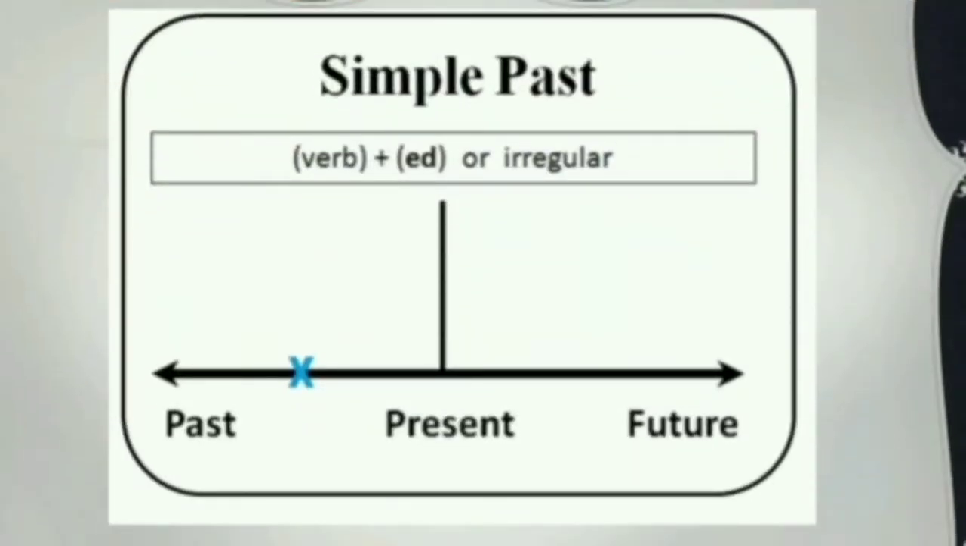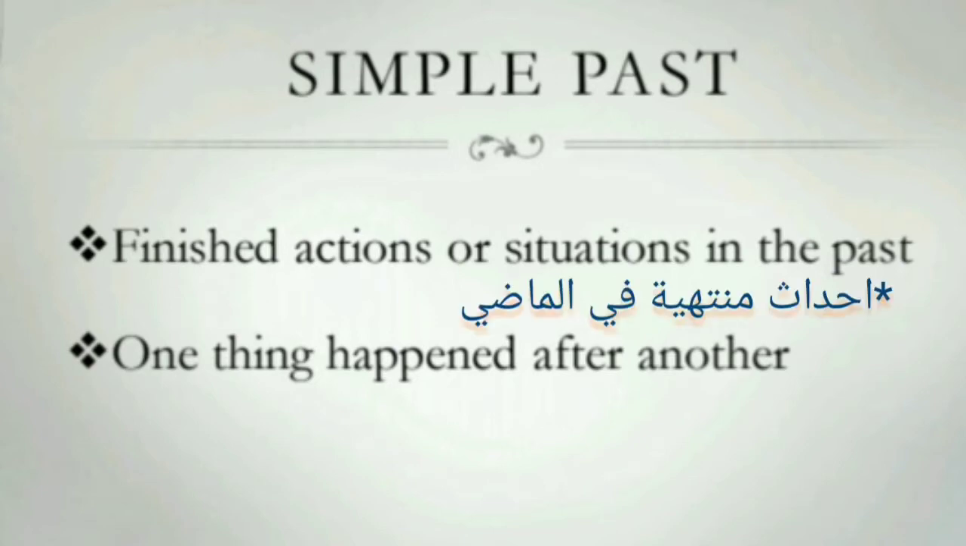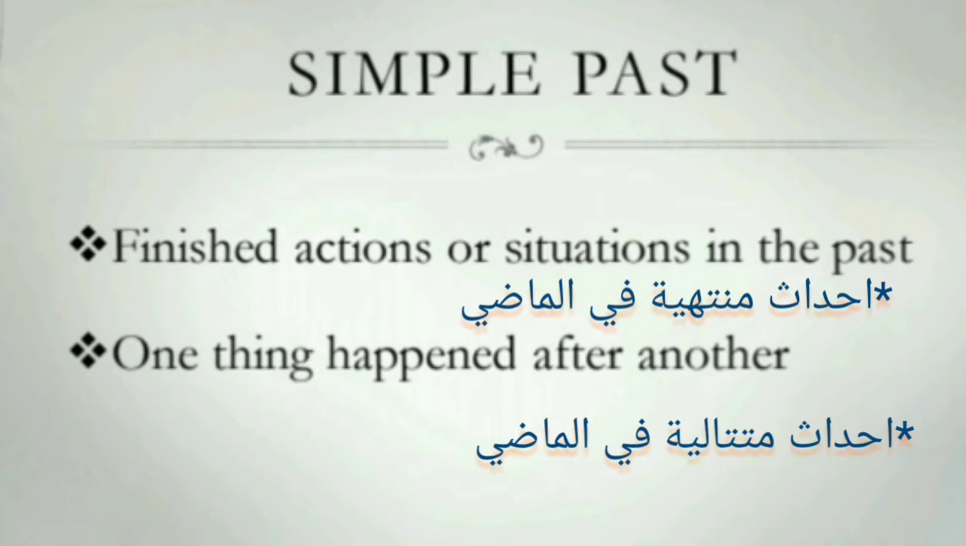So, as you see here, this is when we use the past simple. All what is before now, يعني كل ما هو قبل الآن فهو ماضي بسيط. We use it for finished actions or situations in the past. بمعنى نستعمل الماضي البسيط للتعبير عن أحداث انتهت في الماضي. We use it also for actions that happen one after another. بمعنى عندما تكون لدينا أحداث متتالية في الماضي.